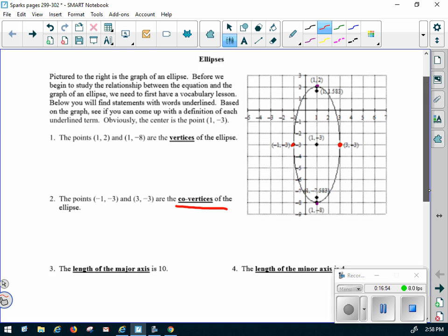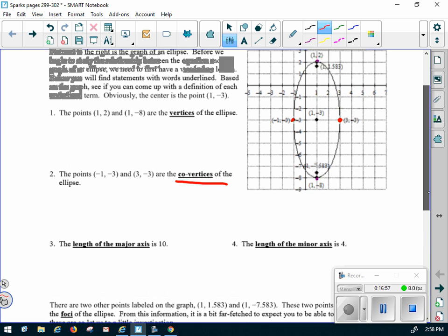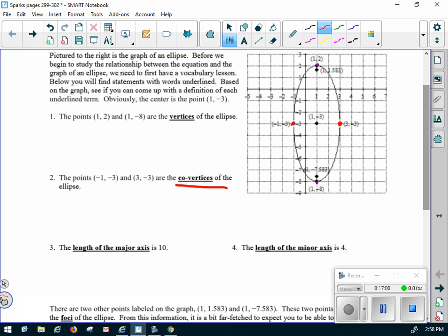Look at number 3. The length of the major axis is 10. So from the what to the what? The distance between the 2 vertices is the major axis. The distance between the 2 vertices.